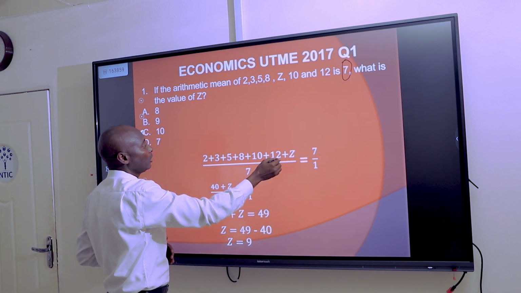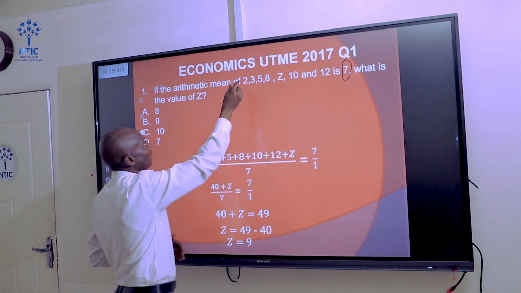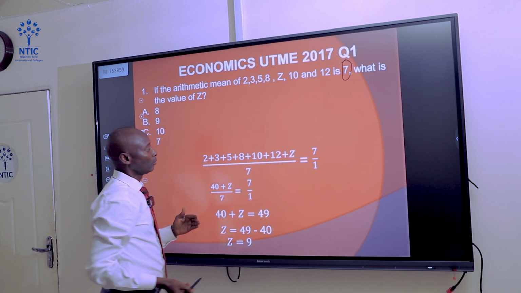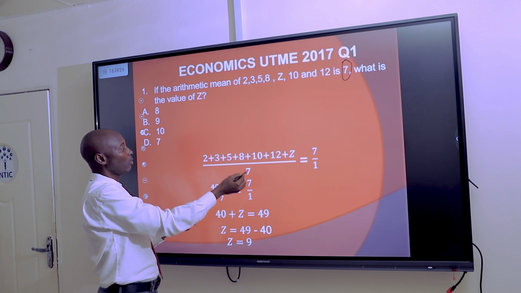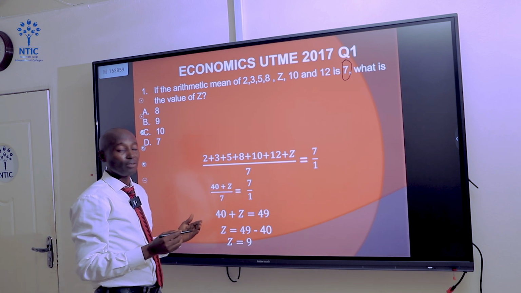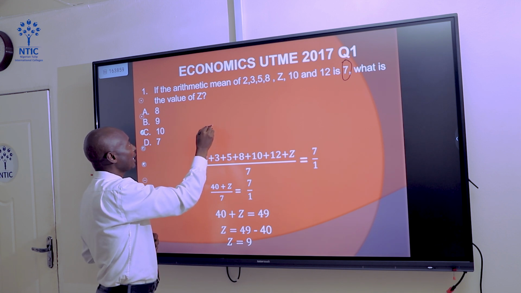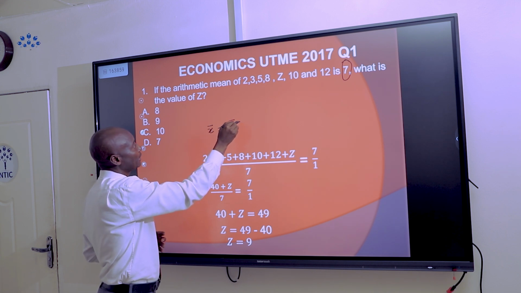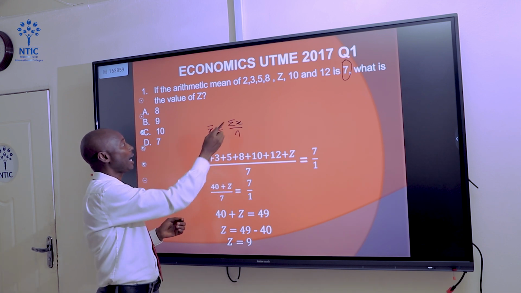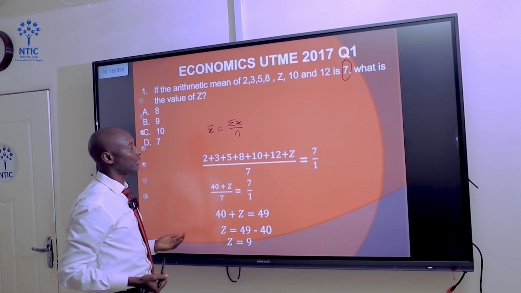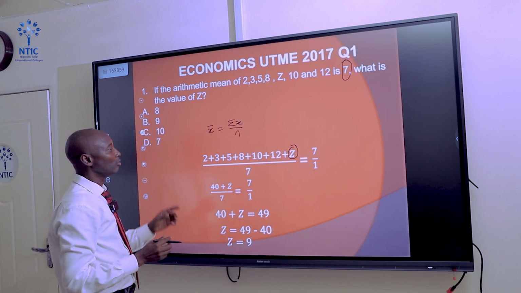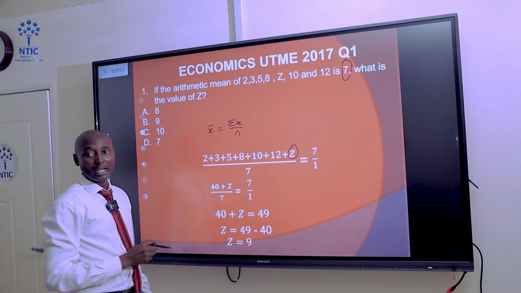7 is equal to the sum divided by the number of values: 1, 2, 3, 4, 5, 6, 7. So there are 7 in number. First of all, what we did here is to find the formula for mean, which is x bar is equal to the sum of x's over n. So this represents our n, and these are the summation of all x's. Because we have a letter here, we cannot go on adding. We need to find the value of this z.